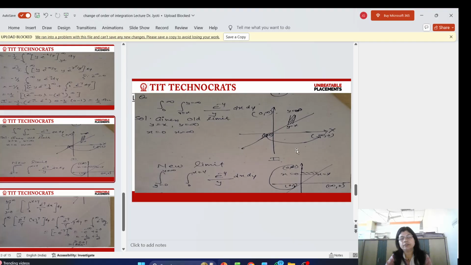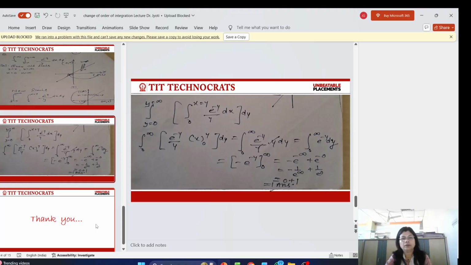So this is the first figure. And for the new limits, the strip is parallel to the x axis. So we draw x is equal to 0 to x is equal to y, and y is equal to 0 to y is equal to infinity. After solving, the integral of y is equal to 0 to y is equal to infinity, the integral of x from 0 to y, of e to the minus y upon y dx into dy.